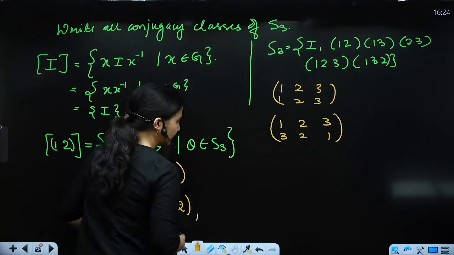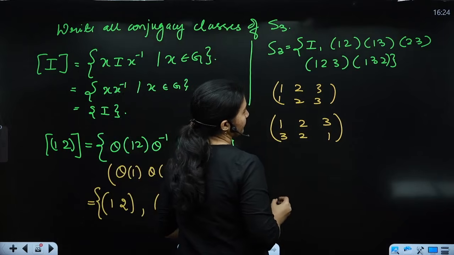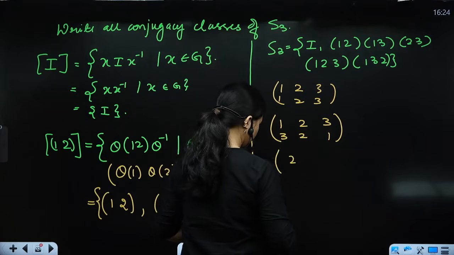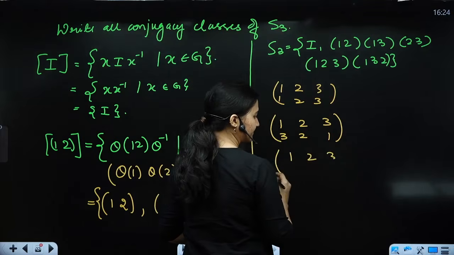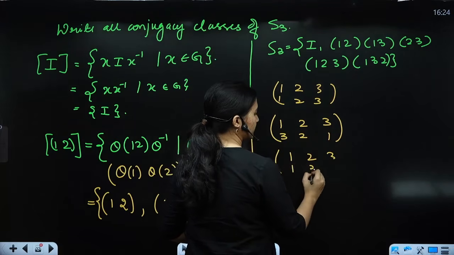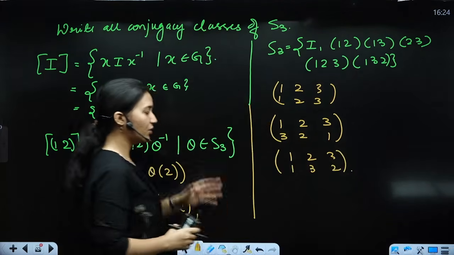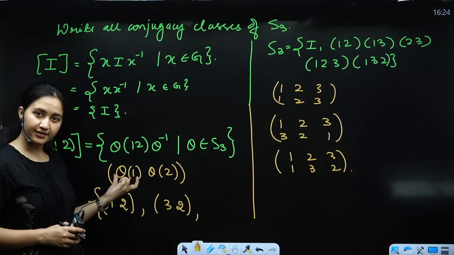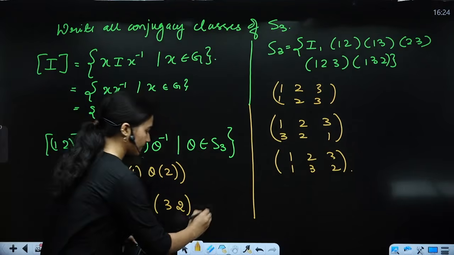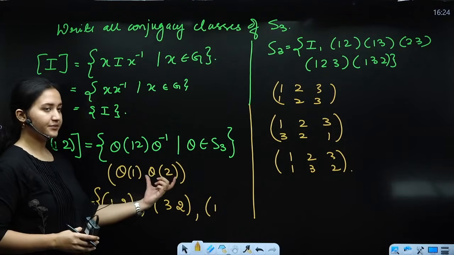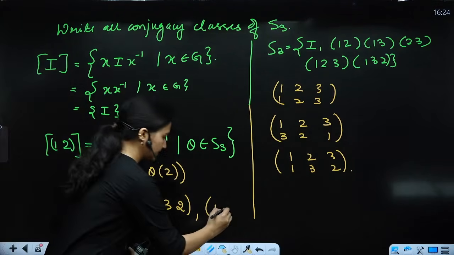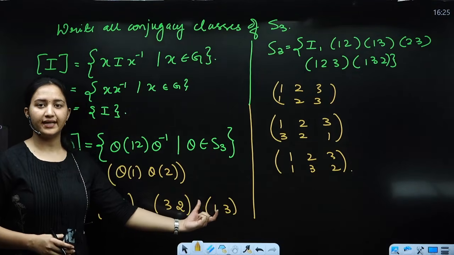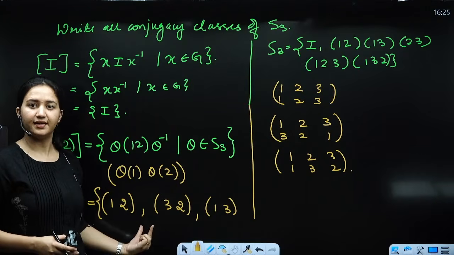Now if I take, let's say, theta as (2 3), okay? So what is going to happen? 1, 2 and 3. So (2 3) is 1, 3 and 2, right? Now if the value of theta is (2 3), I need the image of 1 under theta, that is going to be 1. And then I need the image of 2 under theta, that is going to be 3. See, I have all the distinct order 2 elements of S3 here in the class, right?